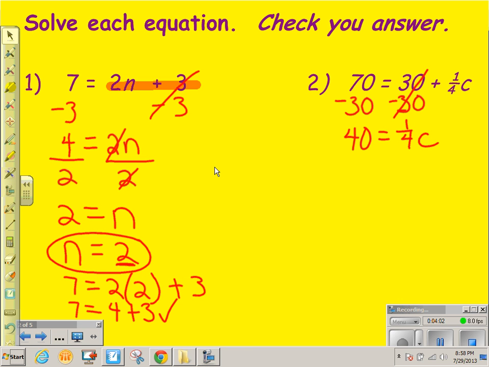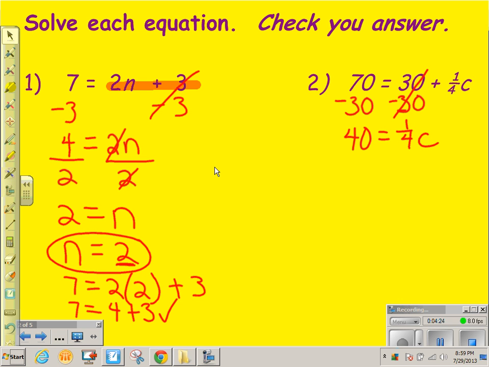Make sure you bring down your equal signs and make sure that you have subtracted 30 from 70. Now, I want you just to kind of sit back and listen for just a minute. We have 40 is equal to 1/4 c. So if I'm going to do the opposite of multiplication, because it's 1/4 times some number is equal to 40, then I would divide through by the coefficient.